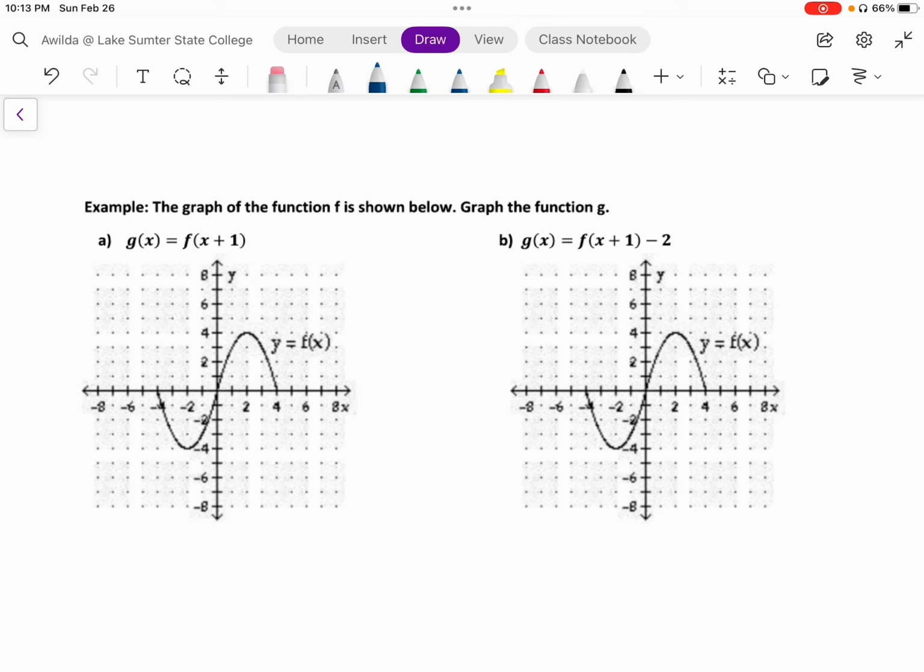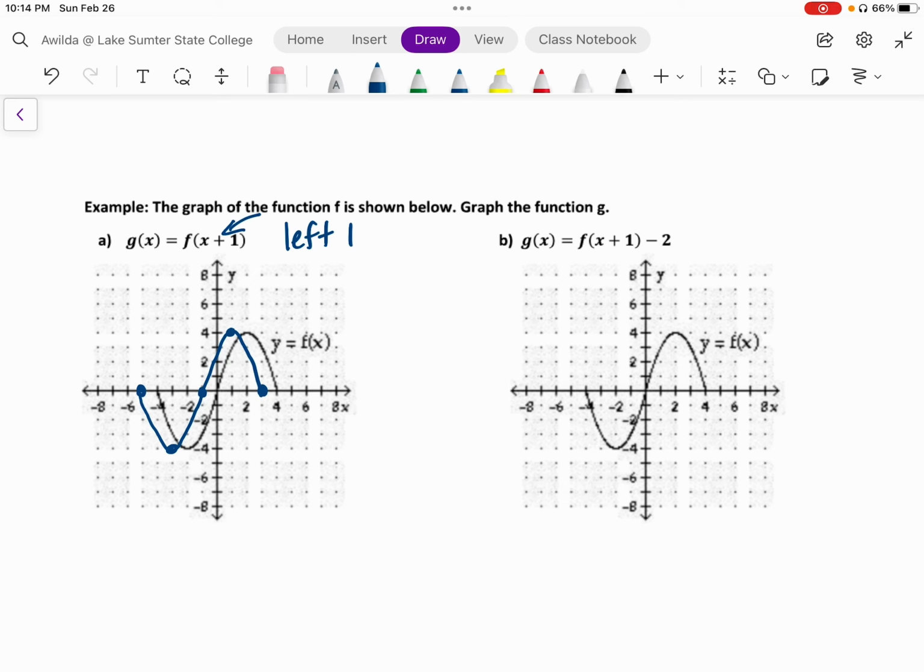So let's see. In this first example, f has this kind of curve here in quadrants 1 and 3. And g of x is obtained by adding 1 to the input. Adding 1 to x is going to move the entire graph left 1 unit. So if I take all of these points and just move them 1 unit to the left, I'll have a pretty good idea as to what the new graph is going to look like. So on the left, we're going to be going through here. There we go. Everything moved over to the left 1 unit.